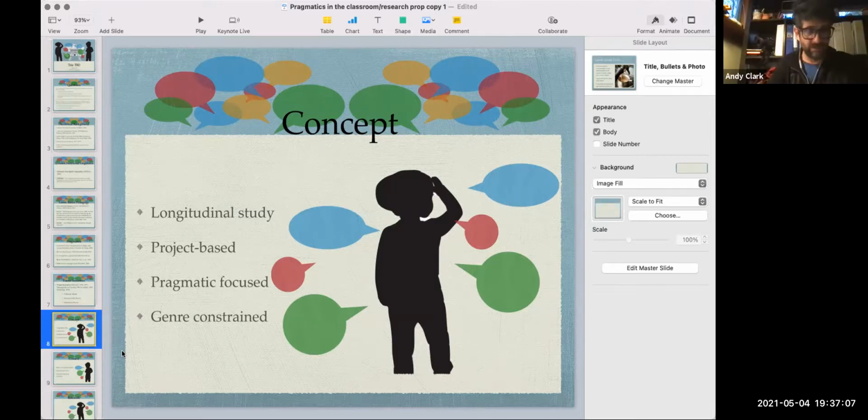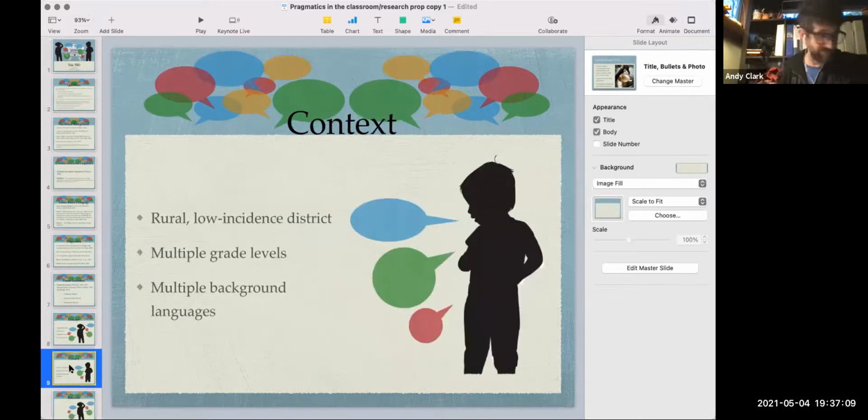Okay, next slide. So I work in a rural low incidence district. I teach K through 5. I've got kids coming from lots of different classrooms. I've been teaching in person since September, by the way, which has been hell on earth, but also really wonderful because my kids aren't suffering behind a Zoom screen like everyone else in the country.